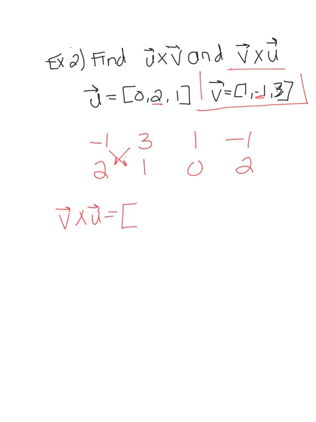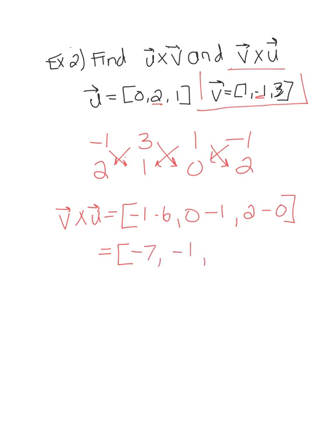So negative 1 times 1 minus 2 times 3, 3 times 0 minus 1 times 1, 1 times 2 minus negative 1 times 0. And if I go one step further, negative 1 minus 6, 0, take away 1, and 2 minus 0.